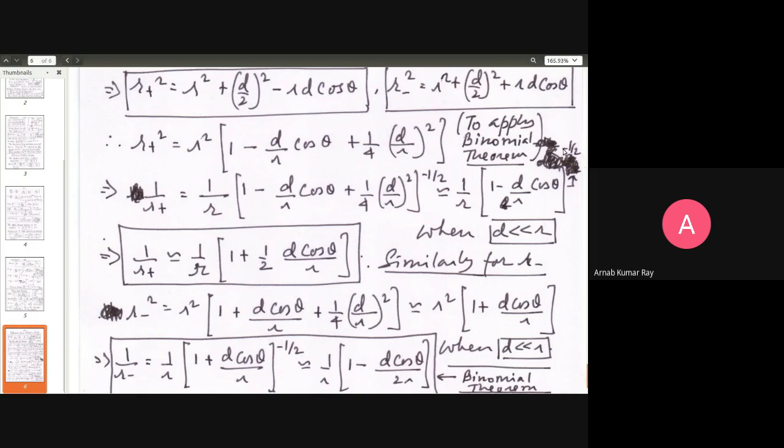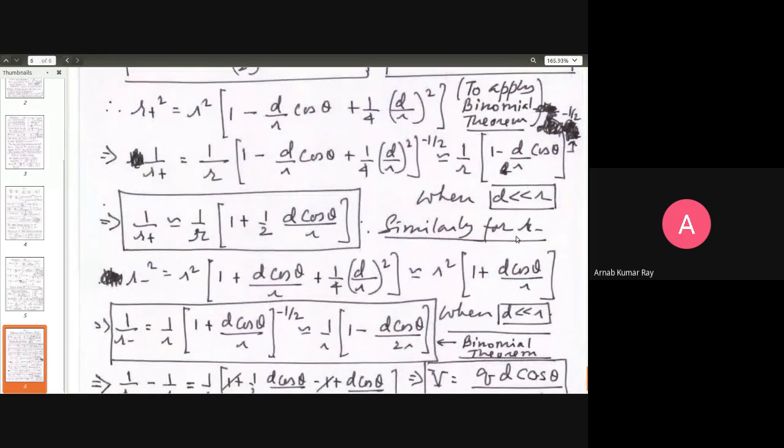So if you have 1 plus x raised to n, and x is very much less than 1, then all you have to do is just write it approximately as 1 plus n times x. That is what we have done over here. So n is minus half, x is minus d by r cos theta. The product of the two, minus half into this thing, will be half d by r cos theta. That is the binomial expansion. So this is an important result which we shall use.